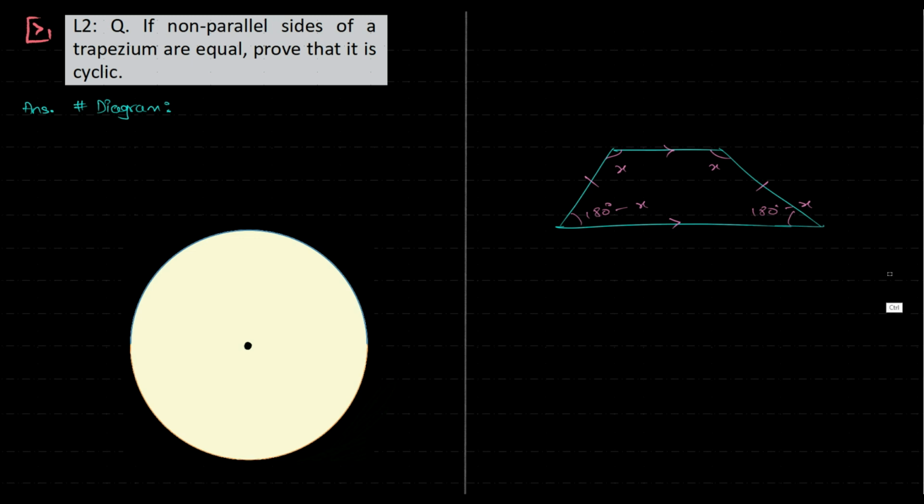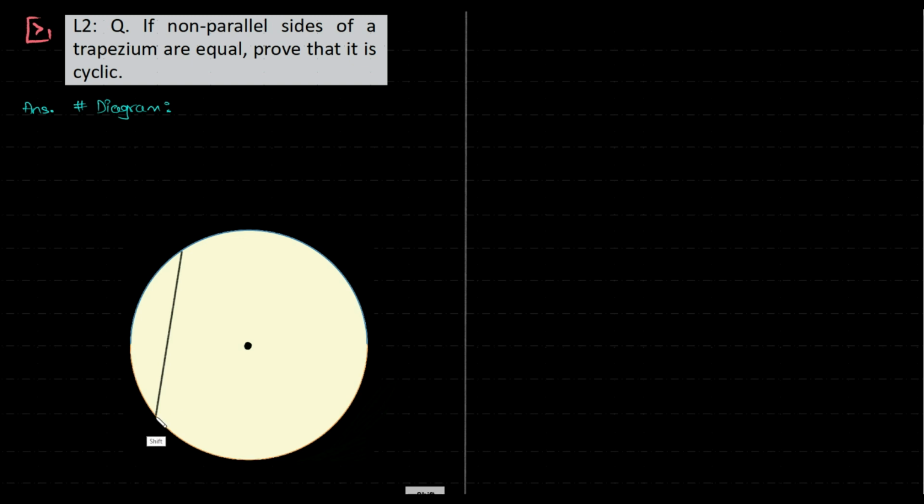So let me do it properly. Let me draw it with black color. That looks okay, right? Yeah, that looks good enough. So what we have here is A, B, C, D, a trapezium wherein these two lines are parallel to each other, and we have these two sides to be equal to each other. So let's talk about this.